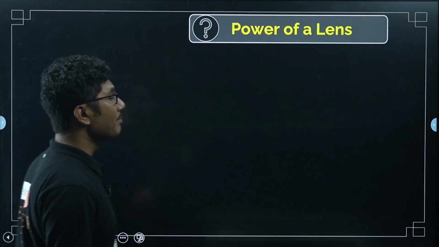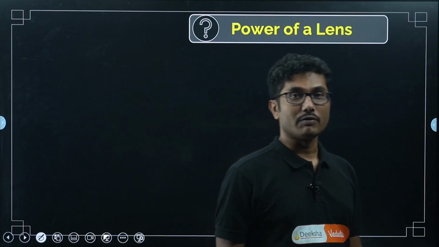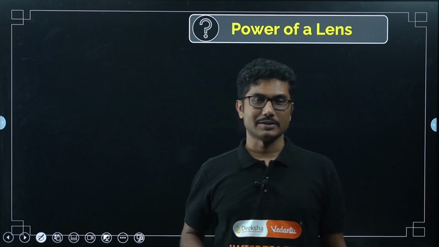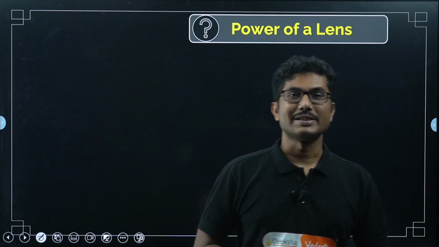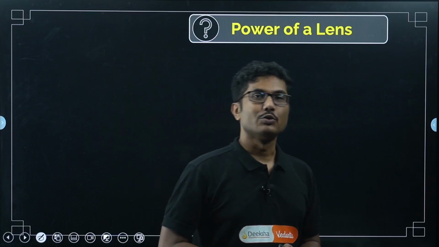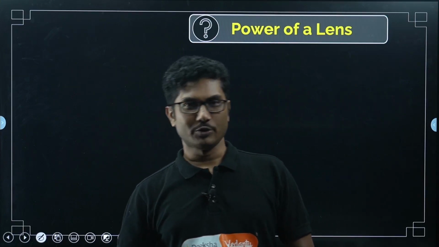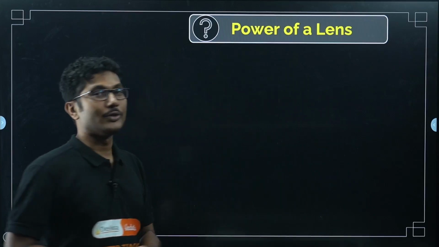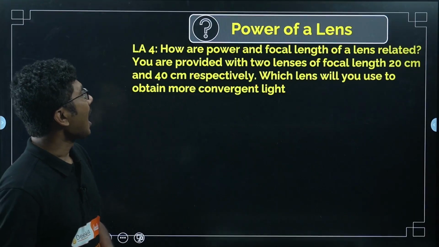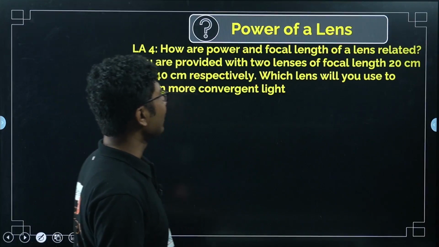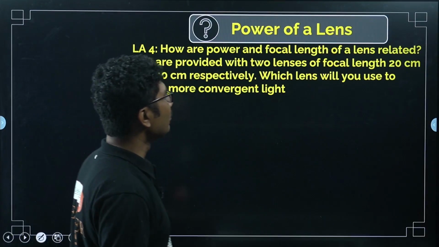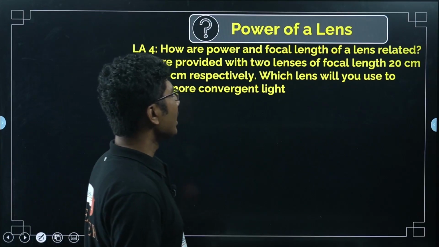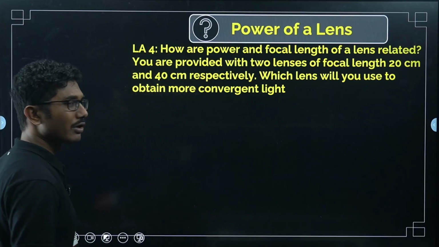A very important concept is the power of a lens. What is the power of a lens? Suppose, for example, I am wearing spectacles. You visit a doctor and they will say your power is 2. Your power is minus 2, your power is plus 2, or your power is minus 5. So let us understand how power and focal length of a lens are related. You are provided two lenses of focal length 20 centimeter and 40 centimeter respectively. Which lens will you use to obtain more convergent light?